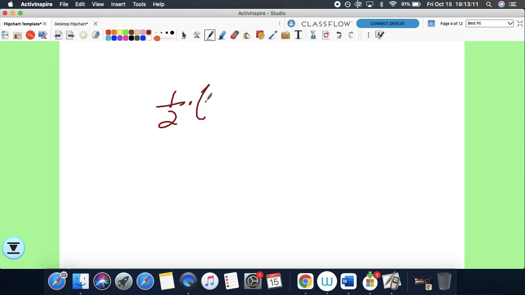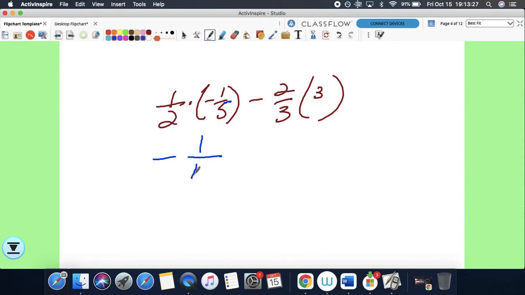How much is z? Negative 1/5, so put in parentheses, minus 2/3 of y, which is 3. Okay, multiply that out. Positive times a negative is a negative, but half times 1/5: numerator times numerator, denominator times denominator. I get 10. Minus 2/3 times 3, or 2/3 of 3. We can simplify if we want. Let me put this over 1 for a second. This 3 and this 3 just become 1 and 1, and then this whole thing just becomes 2. So now I have negative 1/10 minus 2.